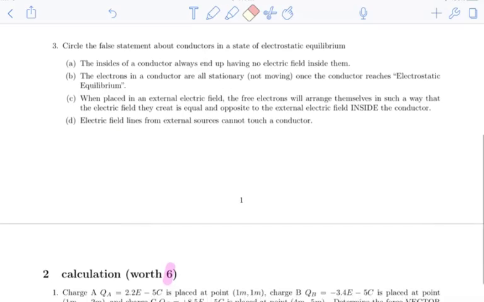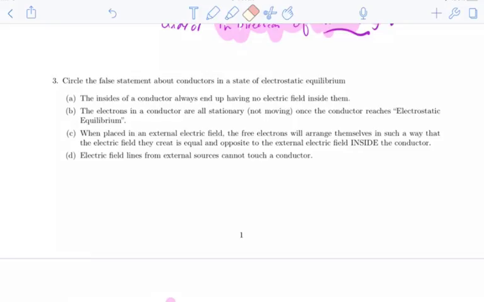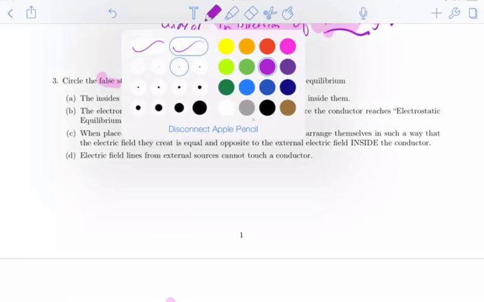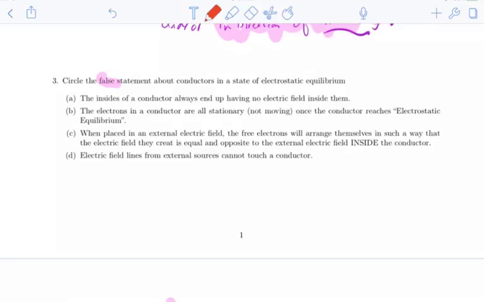Circle the statement about conductors in a state of electrostatic equilibrium. I'll circle the false statement. Okay, so I guess one of these is false because I didn't write S, but you never know. Sometimes it's circle all the false statements. Let's just hunt for the false statements. If they're in electrostatic equilibrium, with these true-false questions, the easiest way to do it is just to go through and check whether each statement is true. If it's in electrostatic equilibrium, it has no electric field inside it.